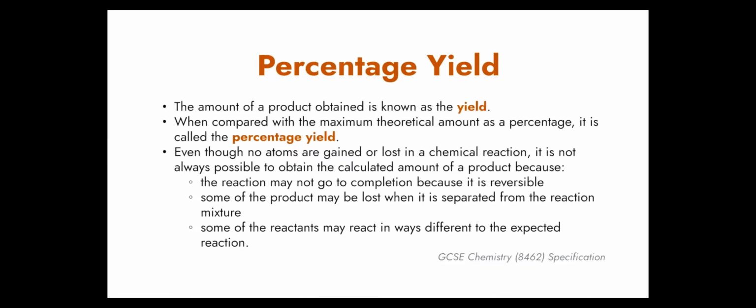Because of all these reasons, the actual yield, the actual amount of the product that we get during an experiment, will never be equal to the theoretical yield, and it will actually always be less than that. So it's important that we know how successful our reaction was, and what percentage of the product we have actually obtained.